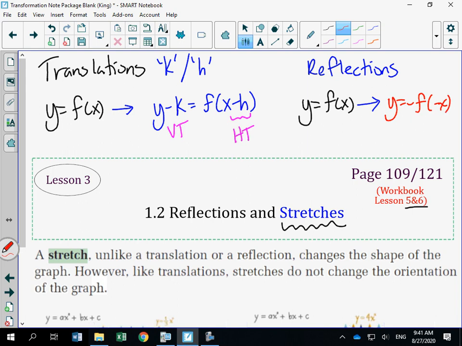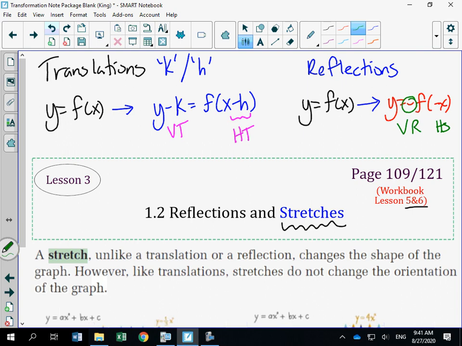So if you see the negative outside of the function, that was your vertical reflection. And if you see the negative within the function, that was your horizontal reflection.